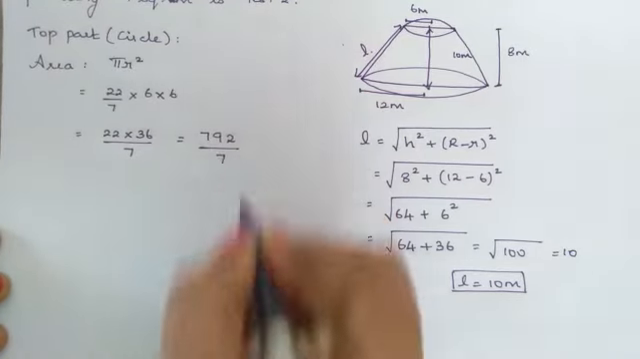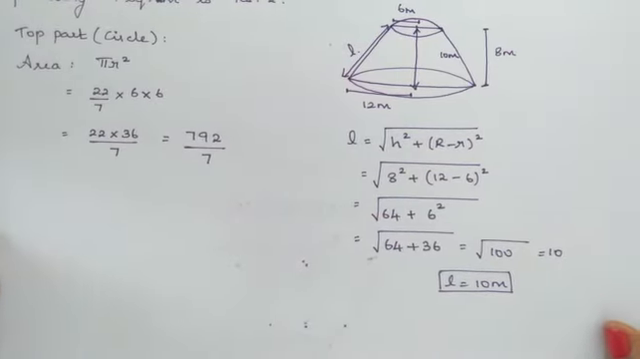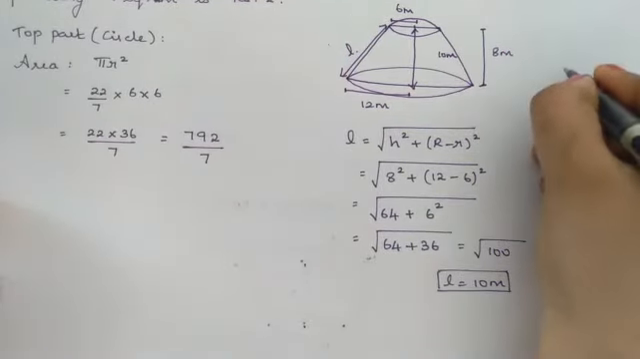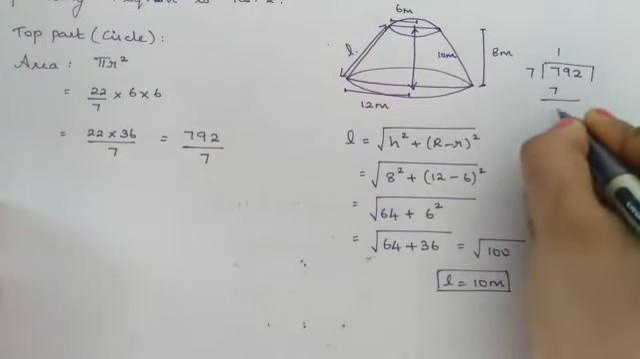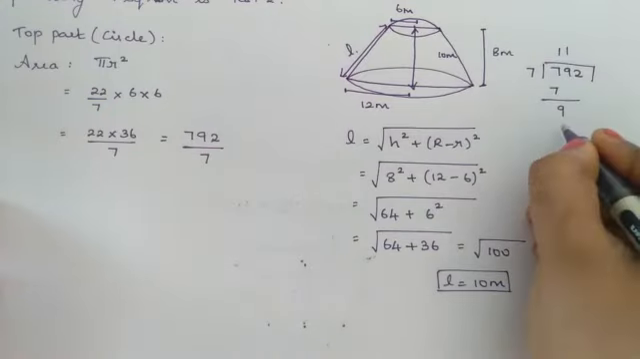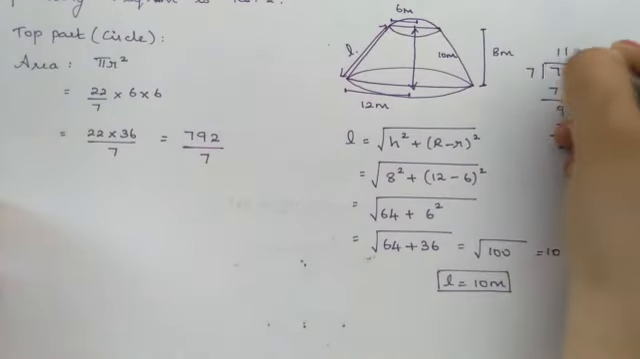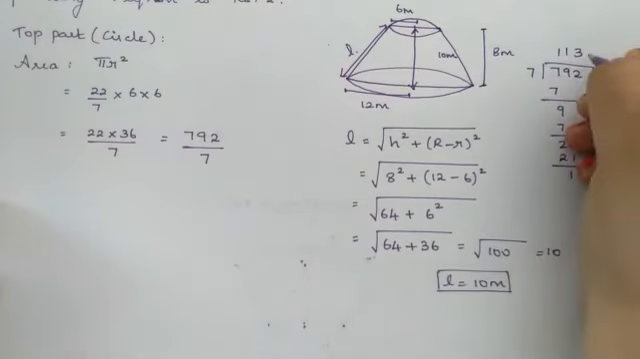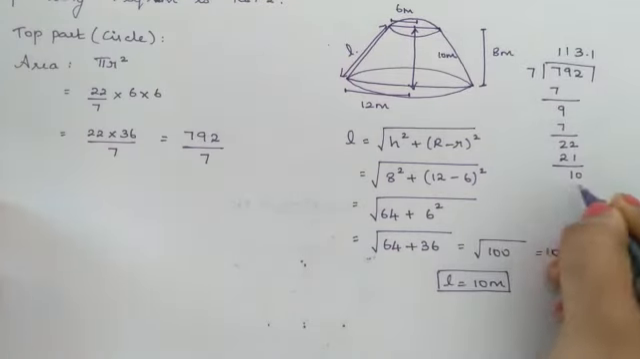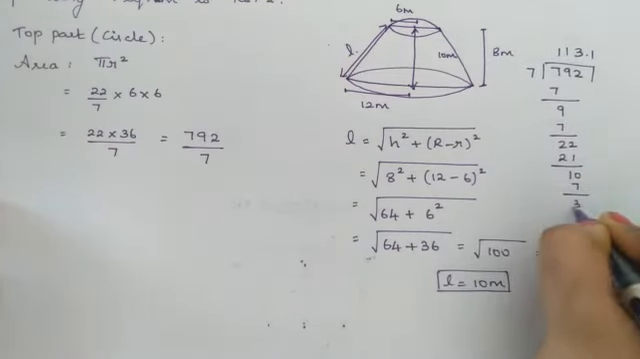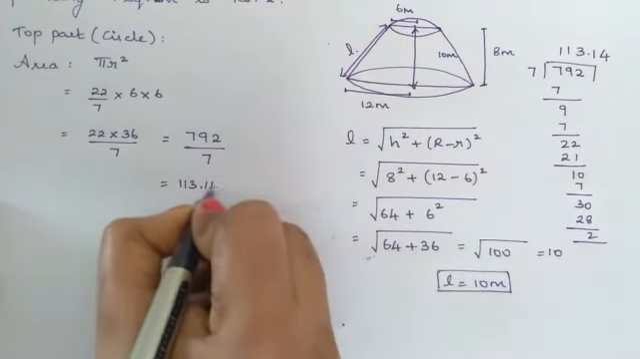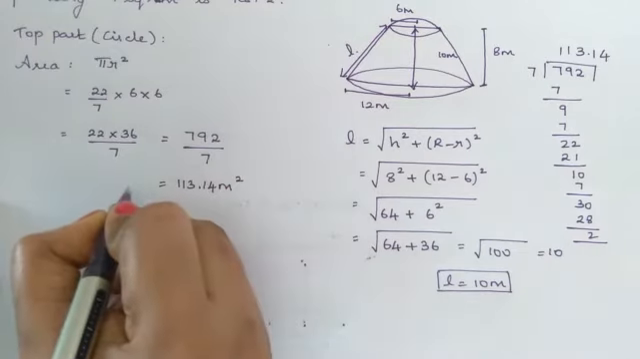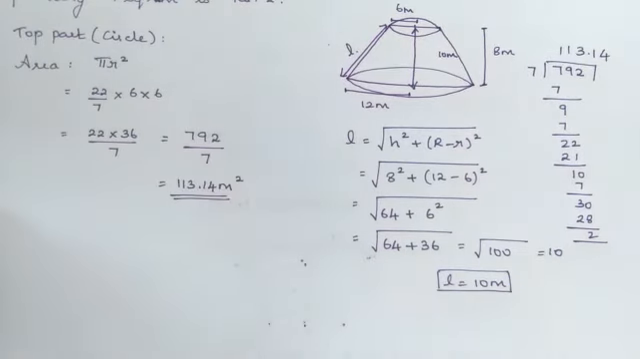Now 792 divided by 7. We are going to identify what is 792 divided by 7. Let me work it here. 792 divided by 7. 7 1 times 7. Bring down 9. Again 7 1 times 7. 7 3 times 21. 7 1 times 7. 7 4 times 28. It goes on, so we'll stop here. So that is 113.14 meter square. So this is nothing but the area of the top part.